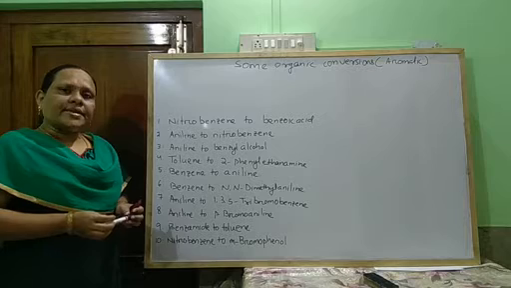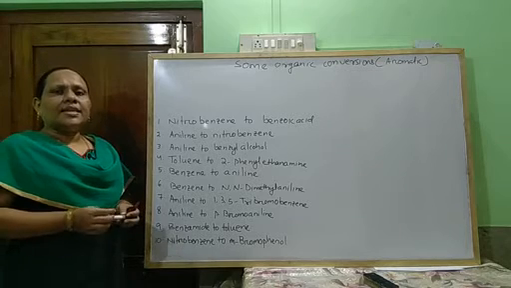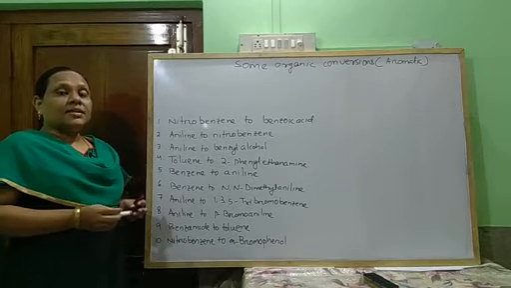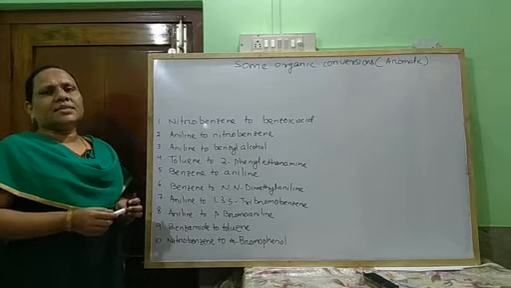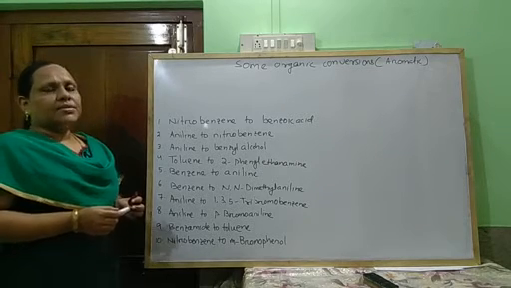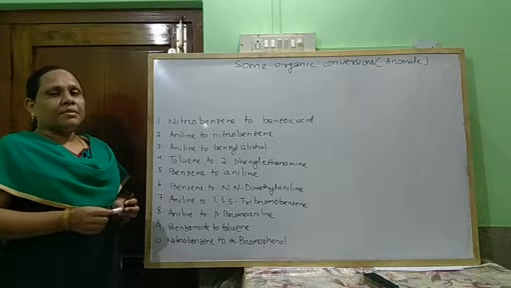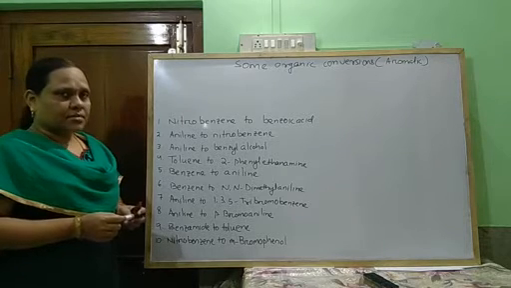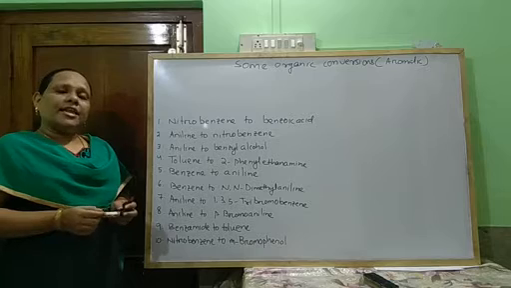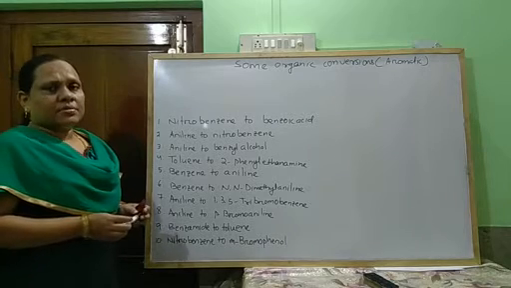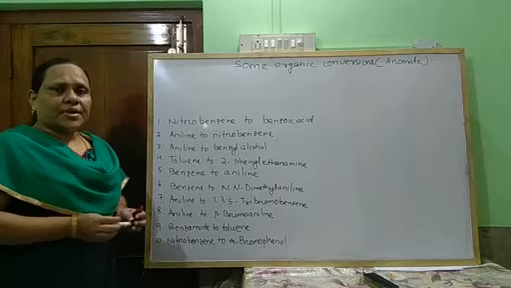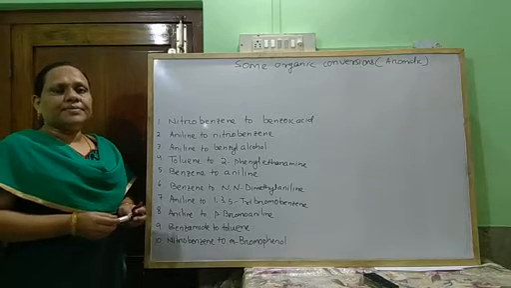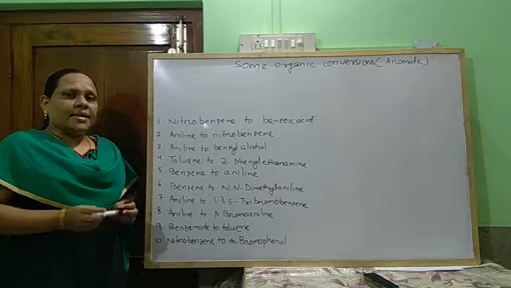For aliphatic conversions, generally alkyl halides are the intermediate reagent, or in some cases carboxylic acids are the intermediate reagent. So in this way we can increase the number of carbon atoms or we can decrease the number of carbon atoms. Similarly, for aromatic conversions, in maximum cases, benzene diazonium chloride or diazonium salts are the intermediate reagents.